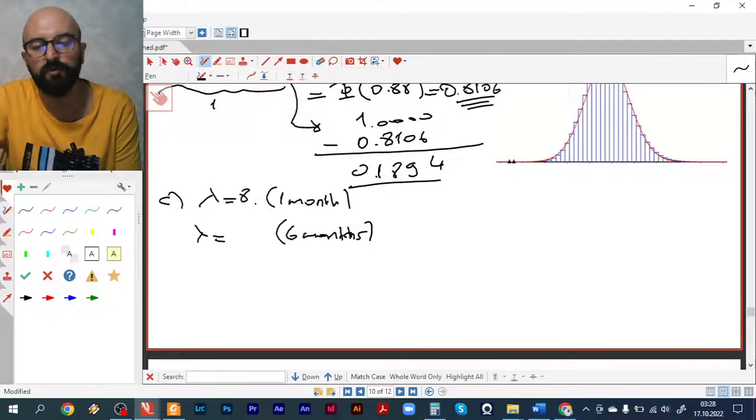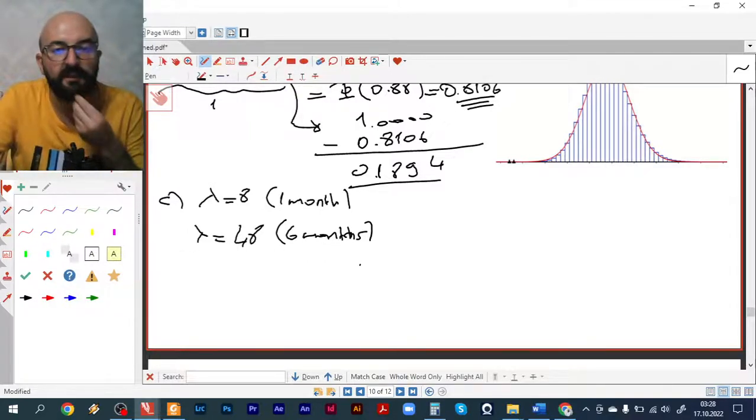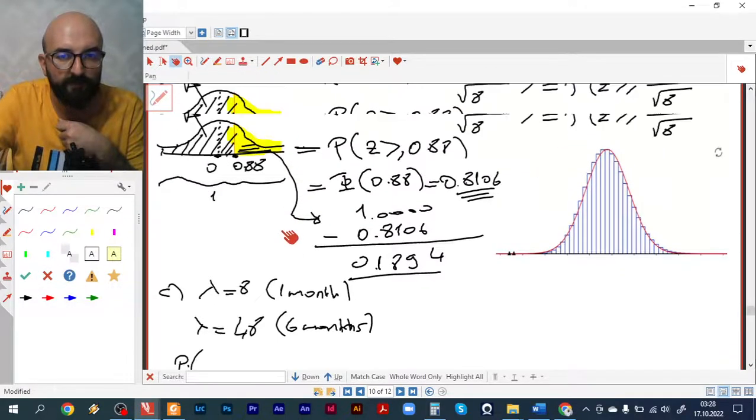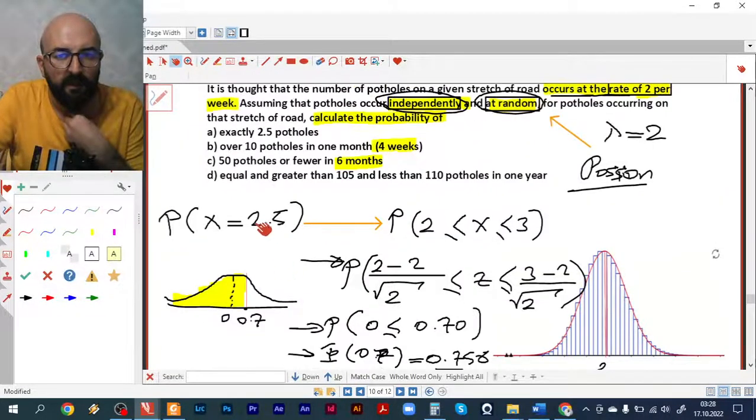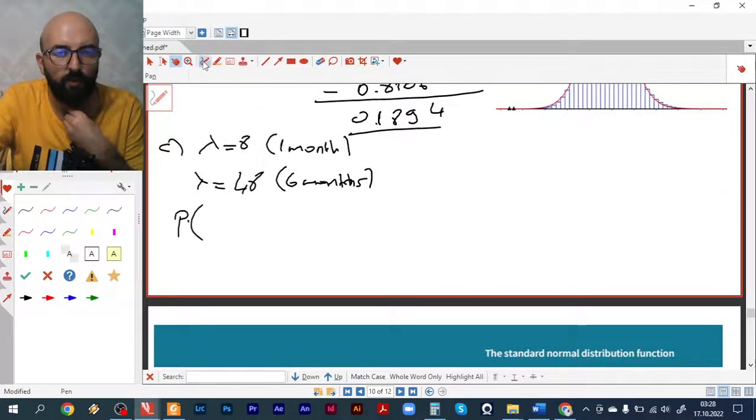We should multiply 8 times 6, which is 48, and we want to find the probability of 50 platelets or fewer. 50 platelets or fewer: X less than or equal to 50.